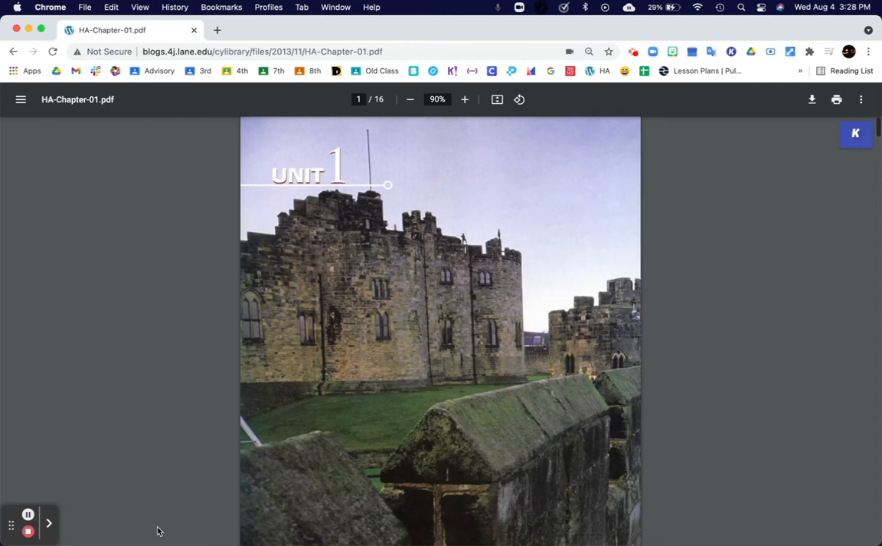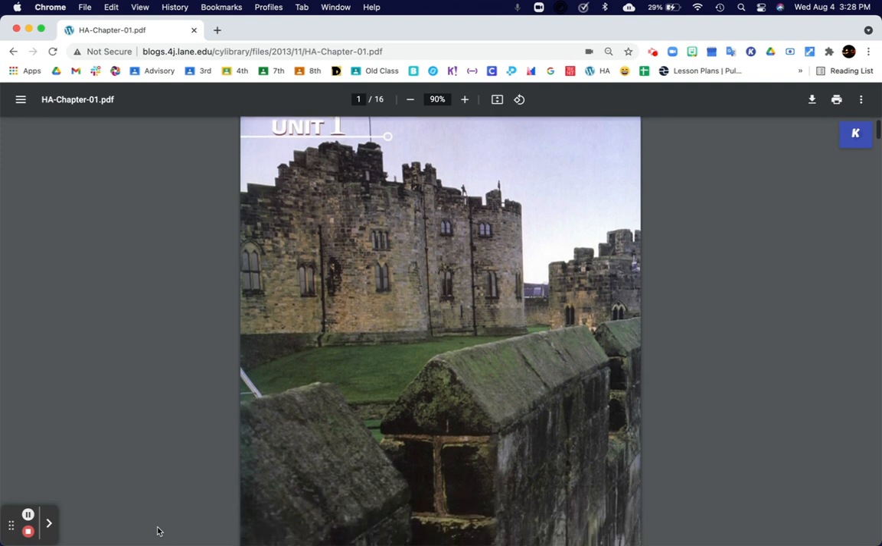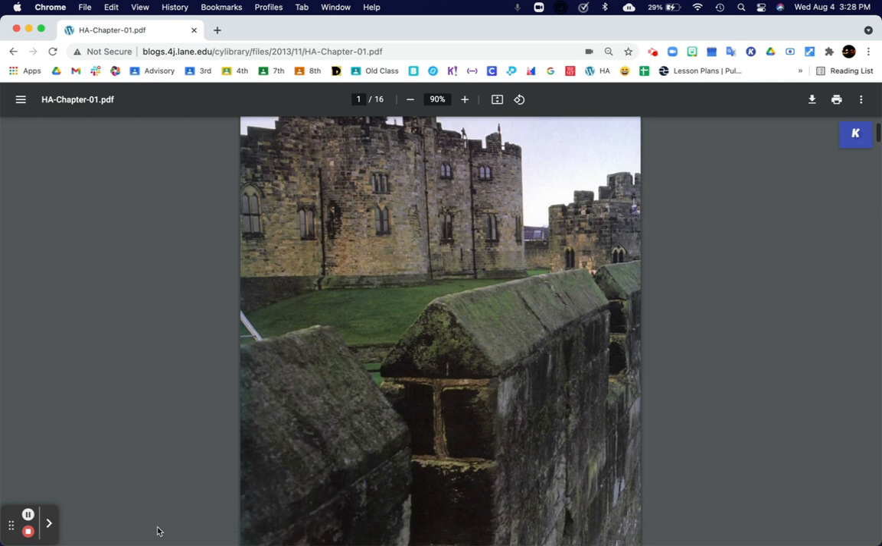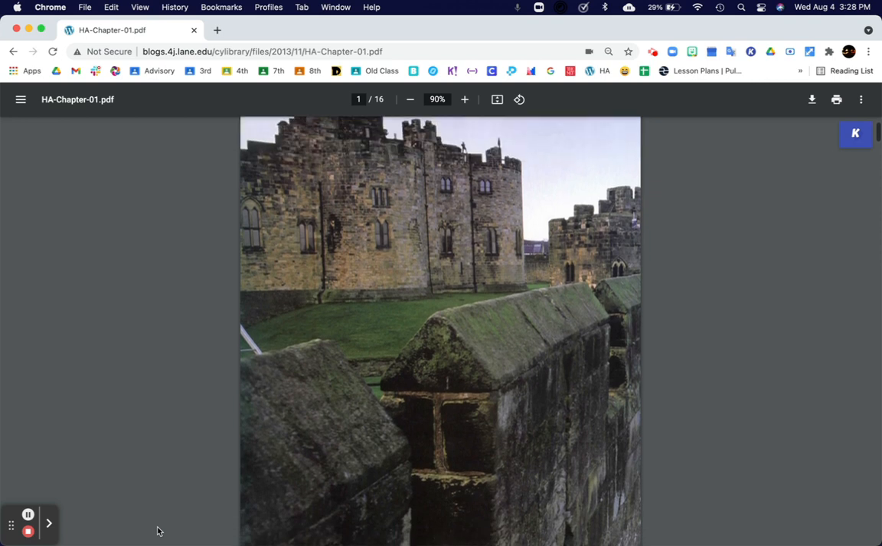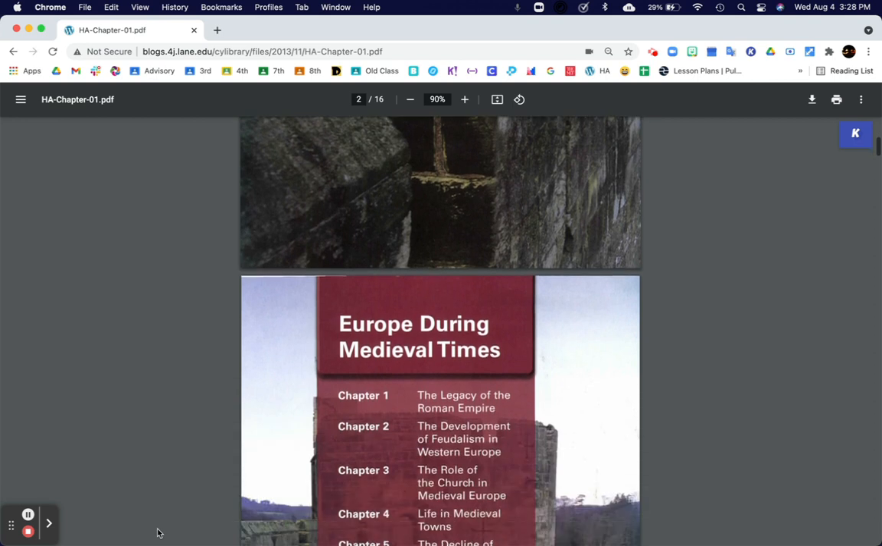All right, this is the beginning of our textbook, History Alive, the Medieval World. So we're going to start with Unit 1. That makes sense, doesn't it? So always at the beginning, I want you to look at pictures. And of course, we will be working on generating questions from things that we see and talk about.